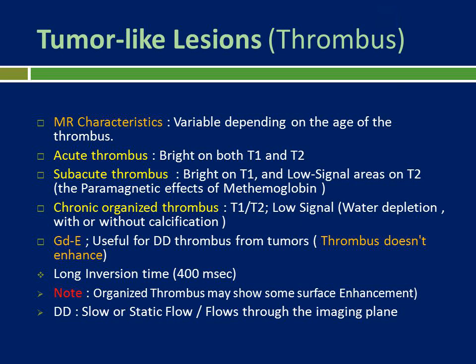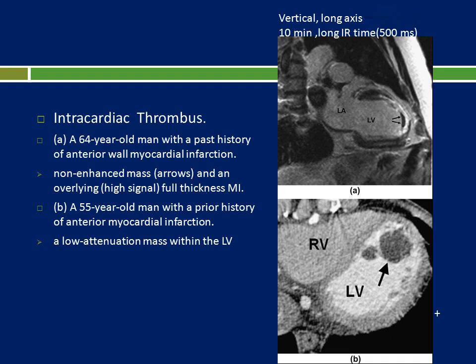GDE is useful for DD of thrombus from tumors; thrombus doesn't enhance. Long inversion time, 400 msec. Note, organized thrombus may show some surface enhancement. DD: slow or static flow, or flow through the imaging plane, versus intracardiac thrombus. Vertical long axis, 2-chamber, delayed 10 minutes, long IR time 500 ms.